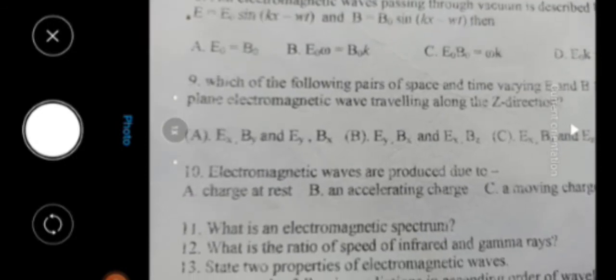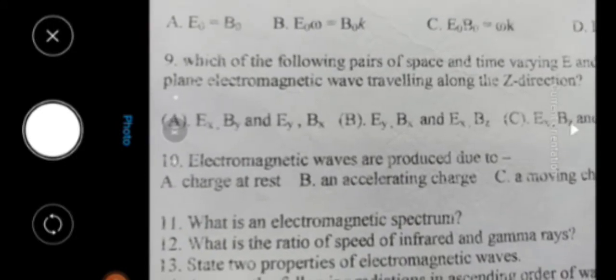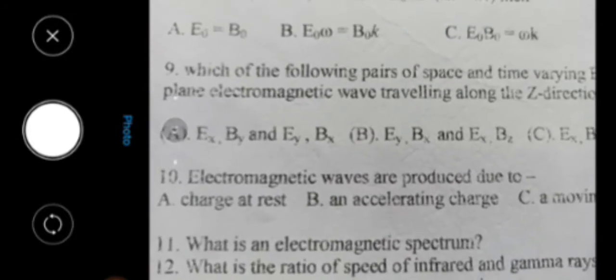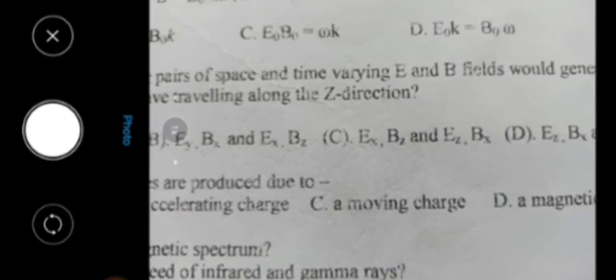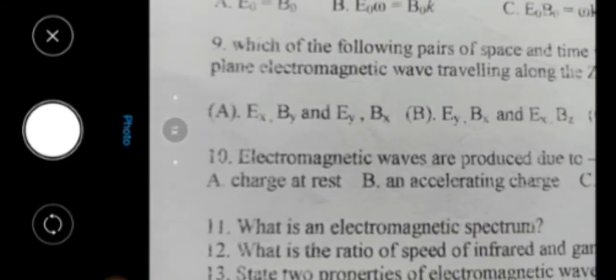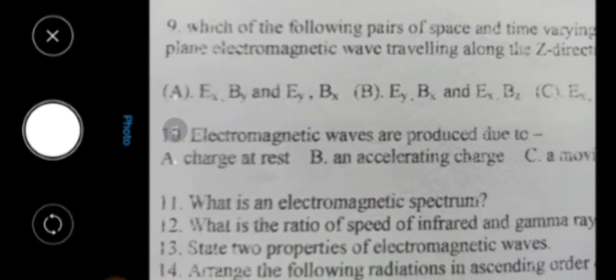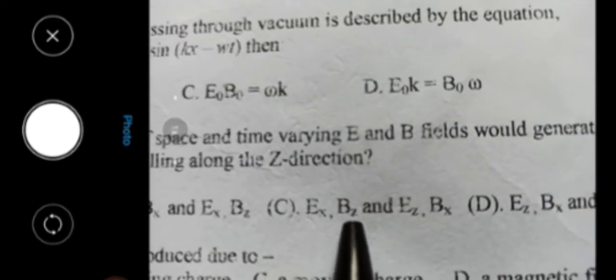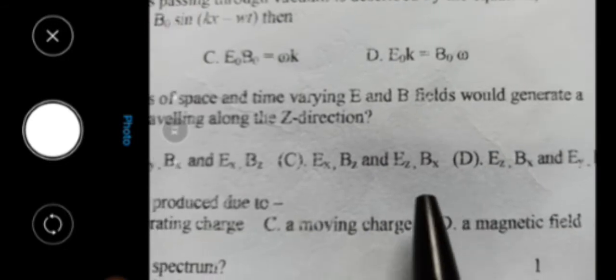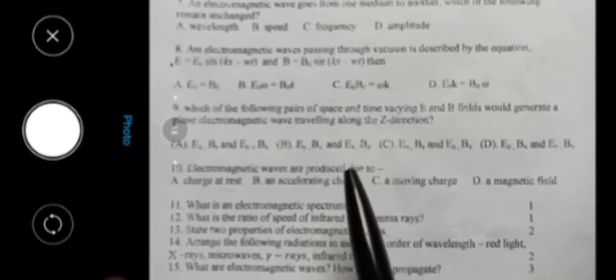So you can see question number 9. Which of the following pairs of space and time varying electric and magnetic fields would generate a plane electromagnetic wave traveling along the z direction? The options are: A, Ex By; B, Ey Bx; C, Ey Bz; D, Ex Bz; and so on. The direction of the propagation is z. So which one will be the correct option?